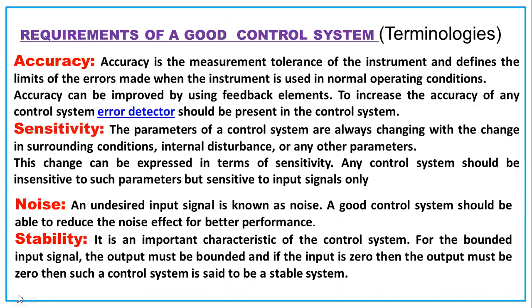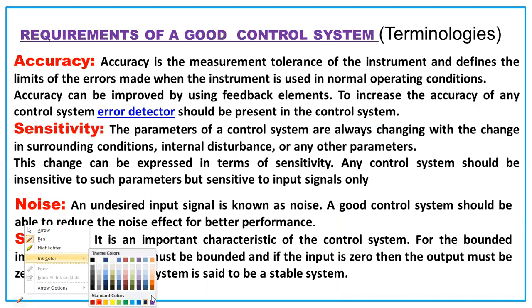Before getting into more detail about control systems, there are certain terminologies or requirements of a good control system. They should possess these features. Some of these features you have studied in your measurements also. A machine should possess these things. First one is accuracy. A control system should be accurate.